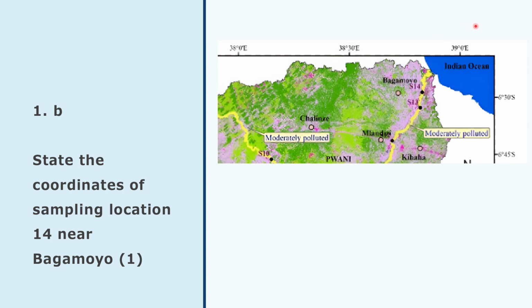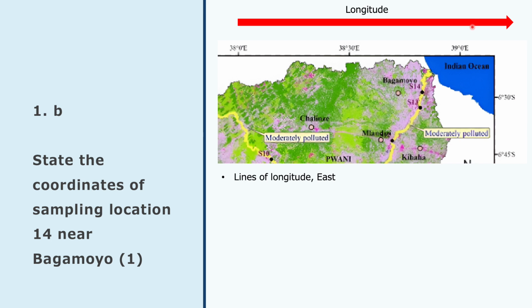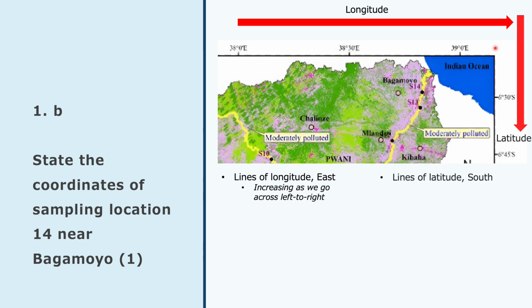So I'm going to draw a line going horizontally to remind myself that this is the longitude, and that goes up as we go from left to right. We can see there's a 38 here and a 39 here, so we're increasing from left to right. And similarly, latitude is increasing as we go down. We're at 6:30 here and 6:45 south here, so increasing as we go from the top to the bottom. So again, we're in the southern hemisphere and the eastern hemisphere. And I would want to remember as well that 1 degree is equal to 60 minutes.